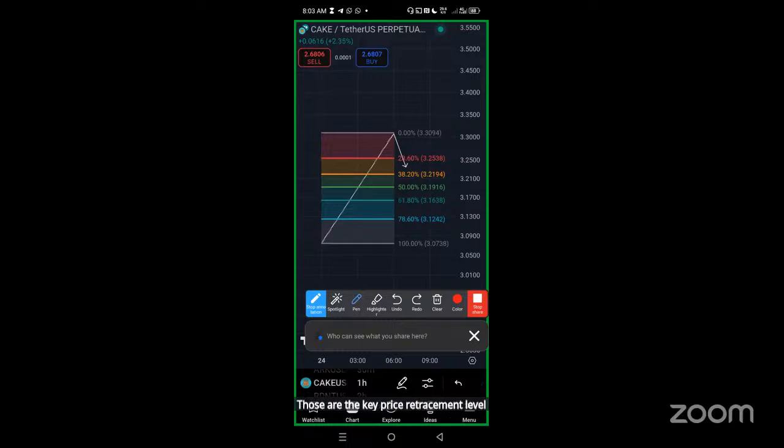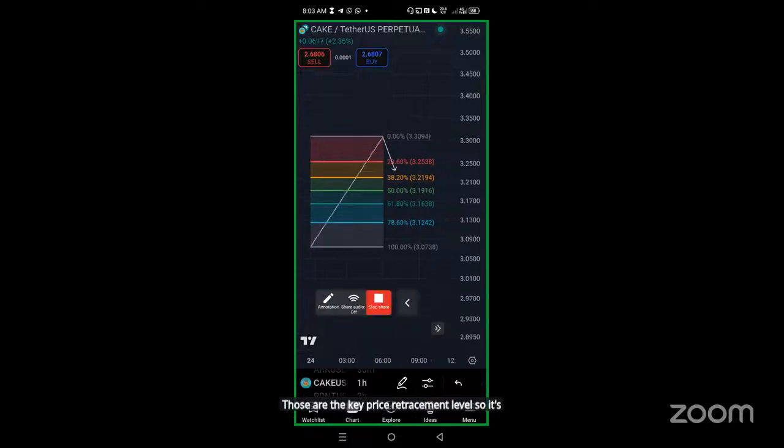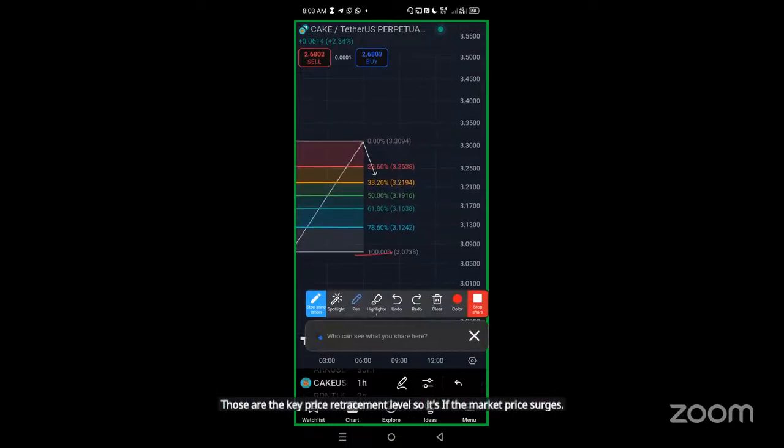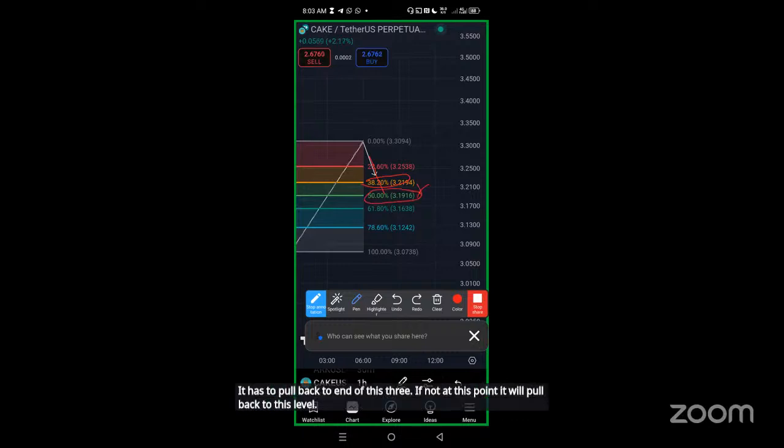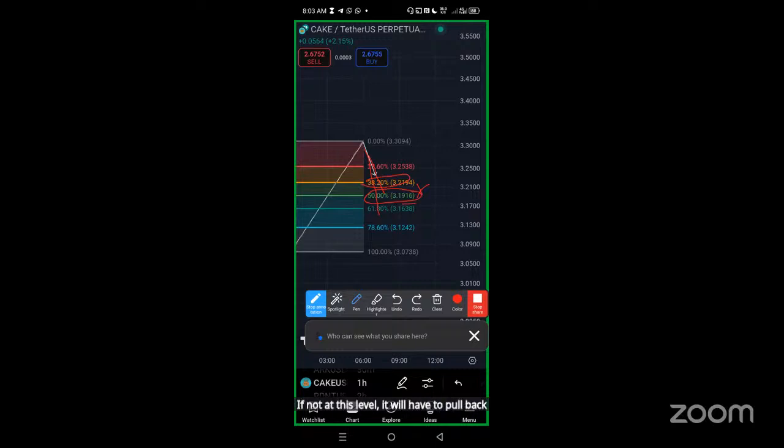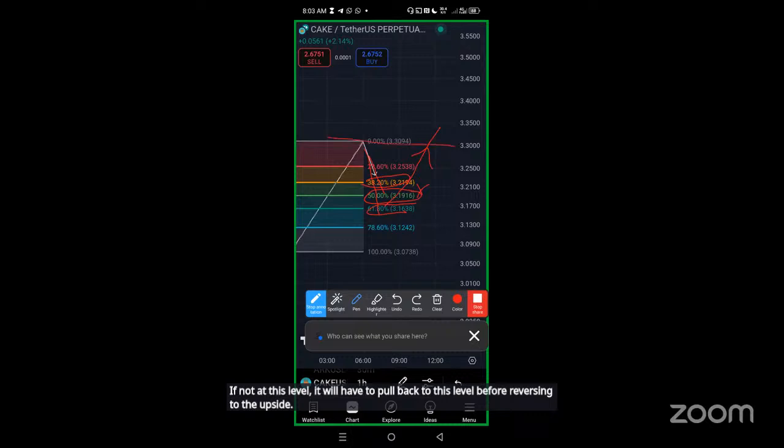So it means if the market price surges and the movement is by 100%, for the market price to correct, it has to pull back to any of these three. If not at this point, it will pull back to this level. If not at this level, it will have to pull back to this level before reversing to the upside and breaking structure.